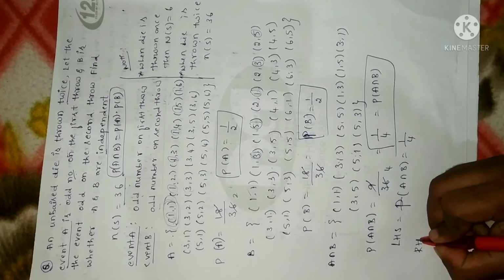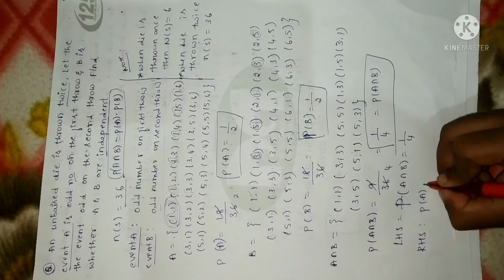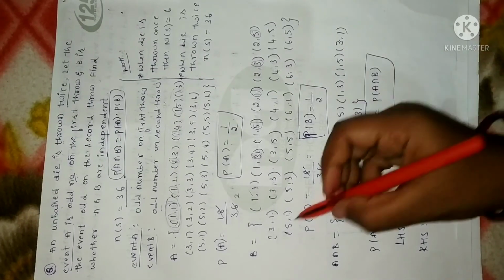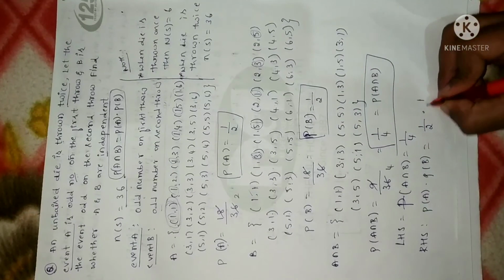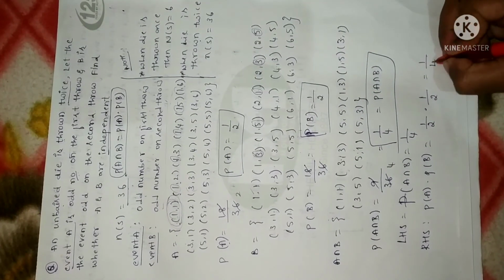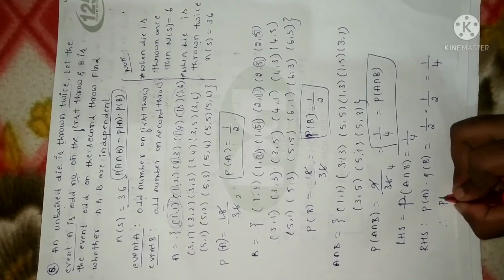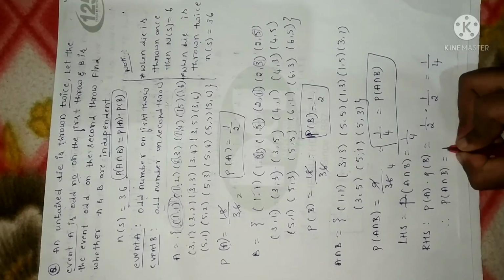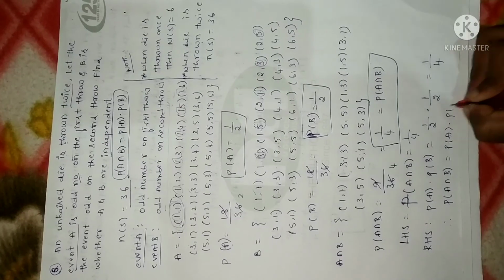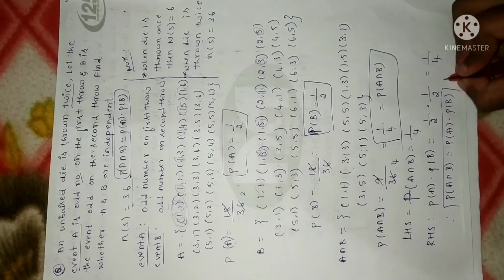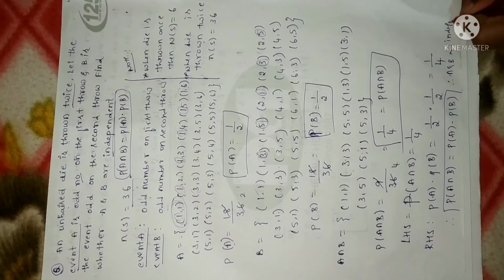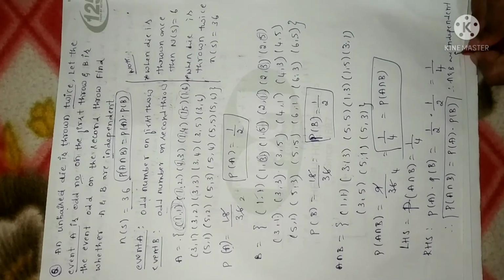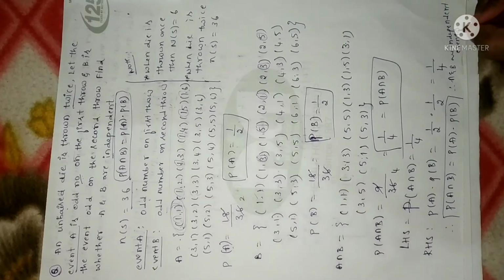Now let us consider the RHS, the probability of A into the probability of B. What is the value of the probability of A? It is 1 by 2, into the probability of B, again 1 by 2. So 1 by 2 into 1 by 2 is 1 by 4. Therefore LHS is equal to RHS, that is, the probability of A intersection B is equal to the probability of A into the probability of B. Therefore A and B are independent. This statement should be there, very important. It carries 1 mark. A and B are independent events. This conclusion should be written.